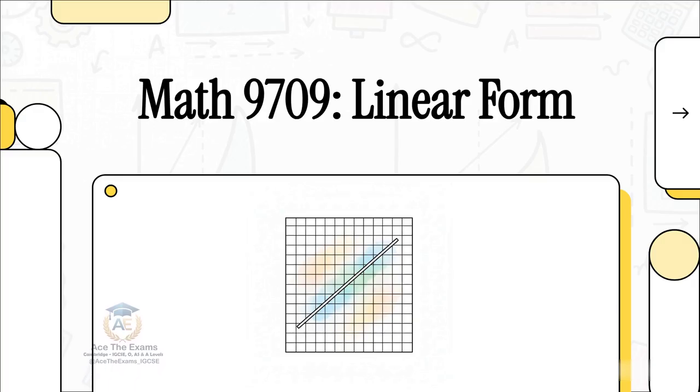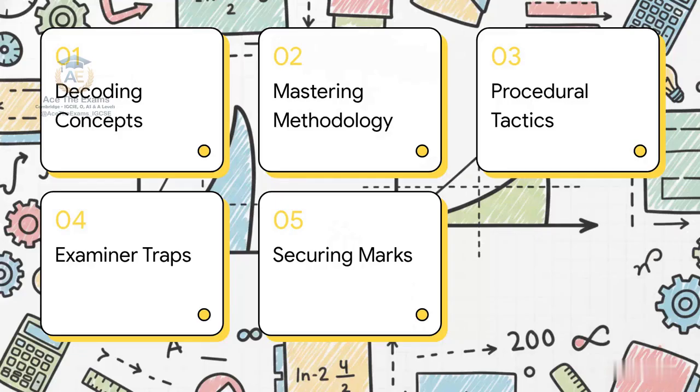Think of me as your guild master for this explainer. I'm here to equip you with the absolute best mathematical armor before you drop into that exam hall. So, let's get into it. Here is our quest map for today's explainer. We'll quickly decode the math quest, master that linear form, recharge with some procedural tactics, evade those nasty examiner mark traps, and finally, lock down our maximum quest marks.